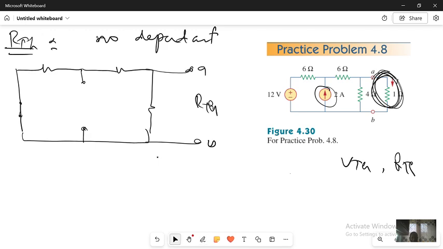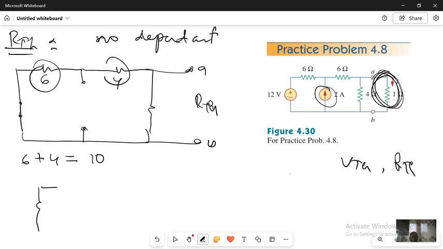Now I have to find the RTH. Let's see. I have this 6, I have this 4. These 6 and 4 are what? In series. So I'll have 6 plus 4, which is equal to 10. This 10 means that my circuit is going to be like this one.